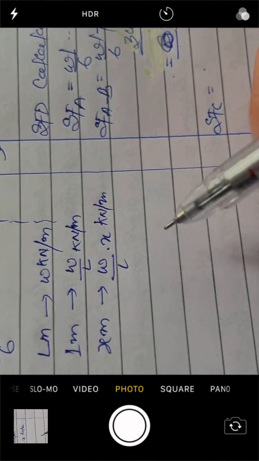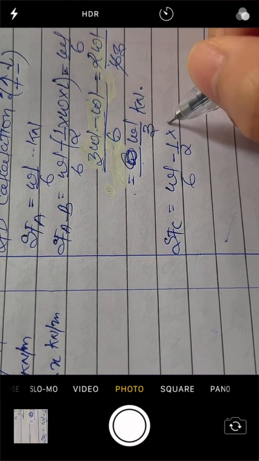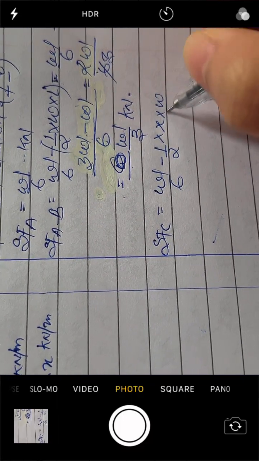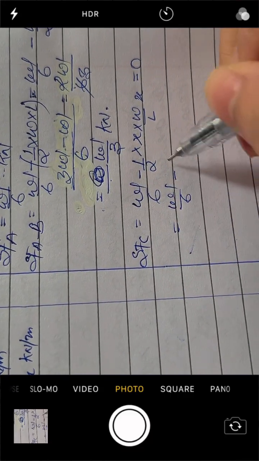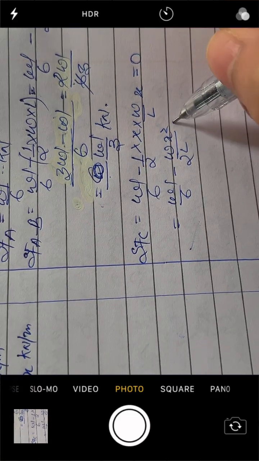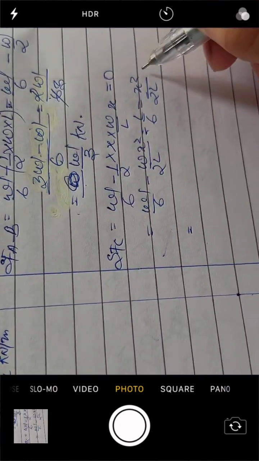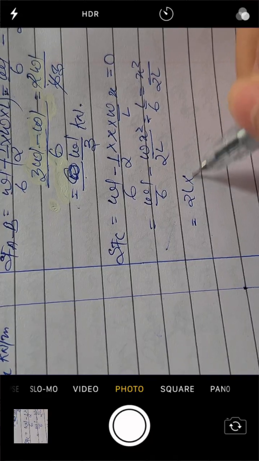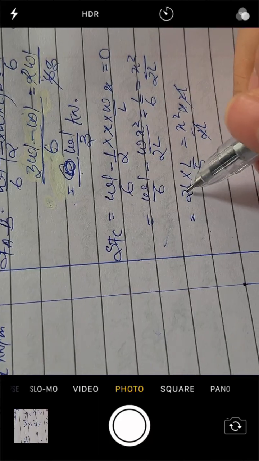Okay, so now considering our x length, at C first we have VA, which is WL by 6. After WL by 6, it's going to be minus half into base into height. It's like x into W by L into x meter. So from here, WL by 6 minus Wx squared by 2L. Then after that, we multiply with 2x in order to get things cancelled out, and it's going to be L by 6 equals x squared by 2L. The 2L cancel, and we get 3.